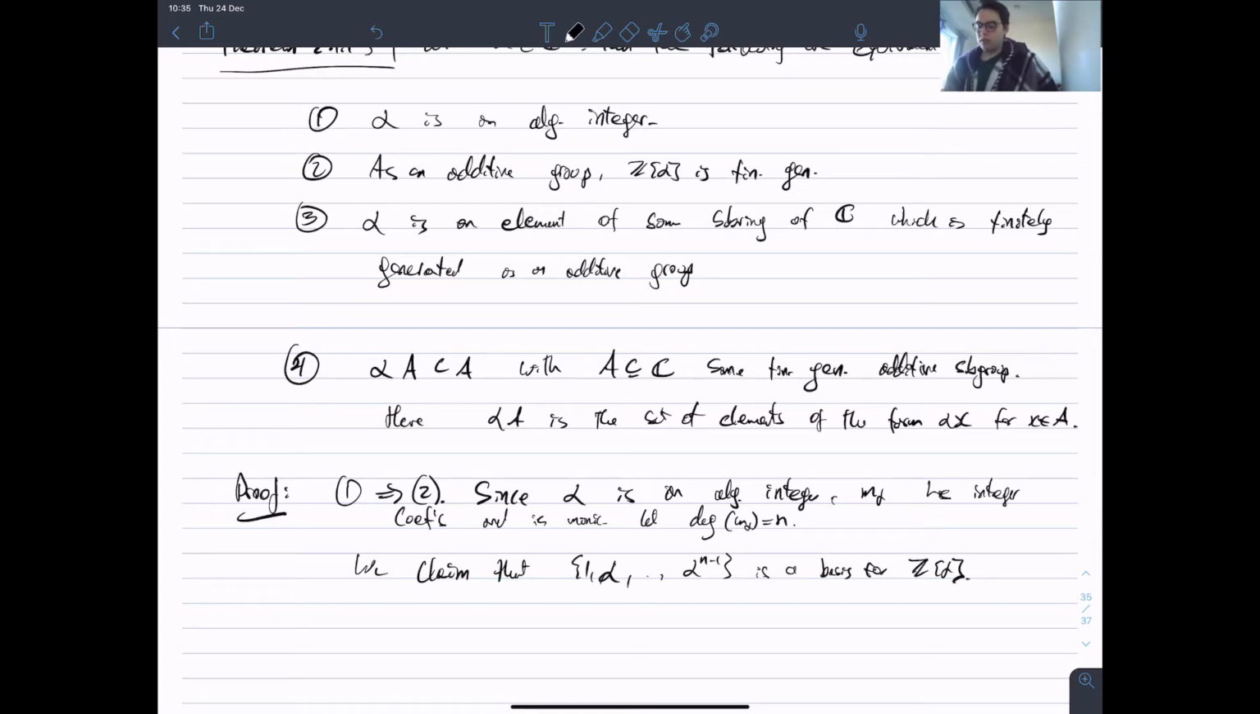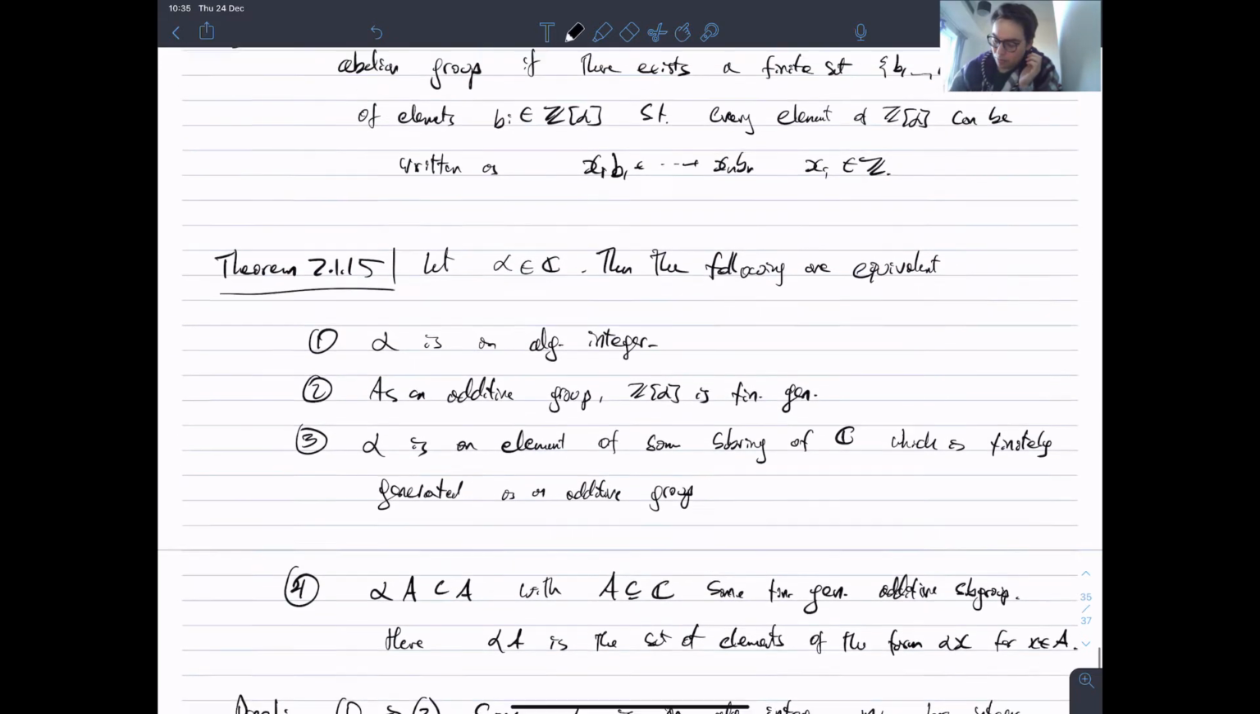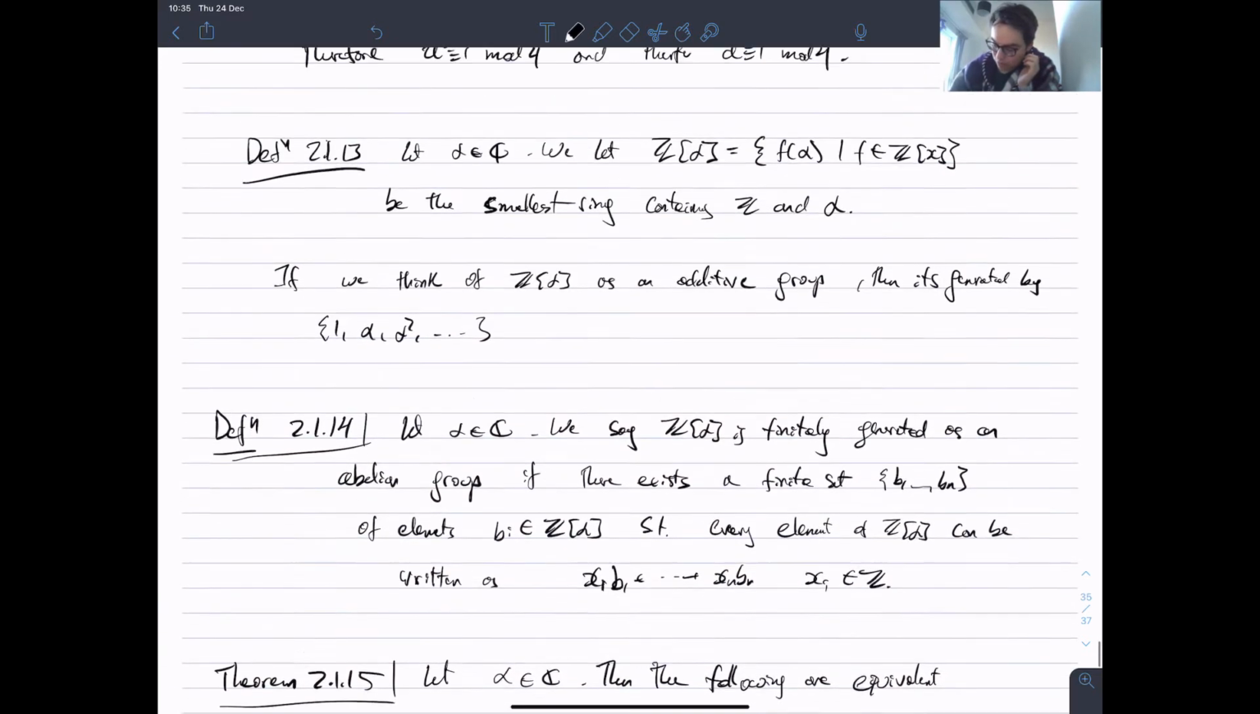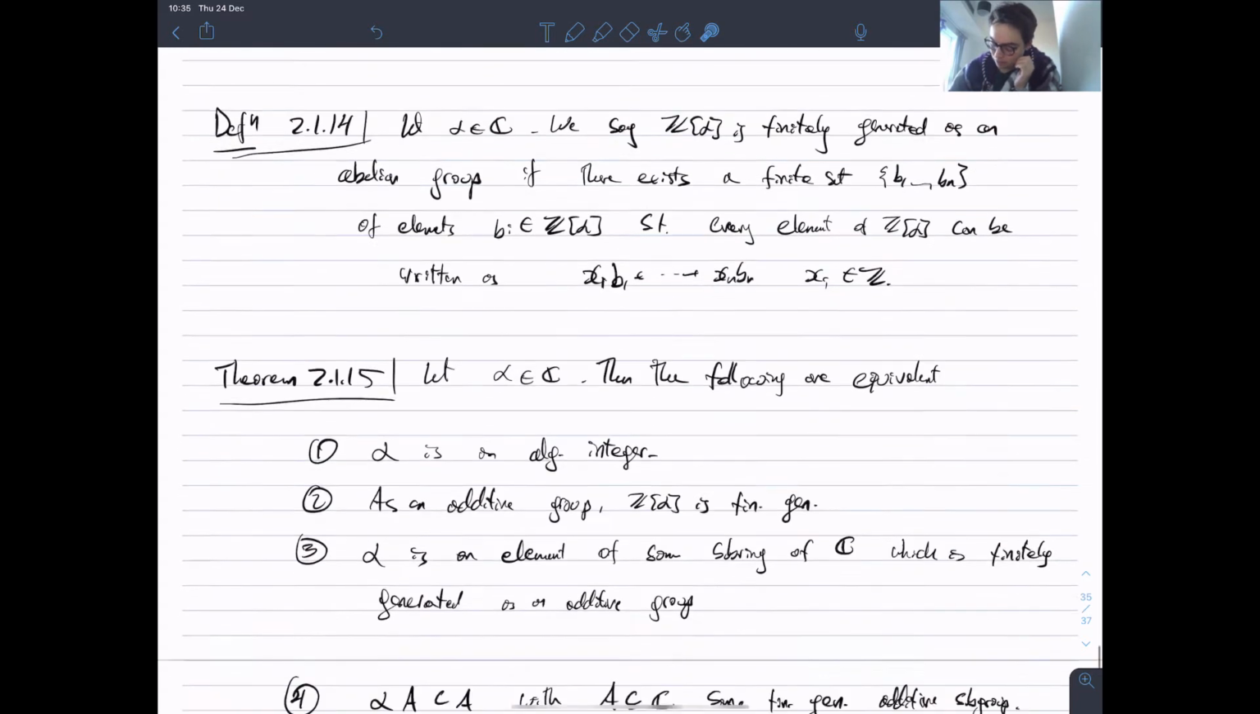Which would prove that it generates as an additive group. So everything can be written in terms of these powers of alpha. To do this, note that if I have f of alpha, an element of Z[alpha], I wrote them up here as polynomials which I've evaluated at alpha.